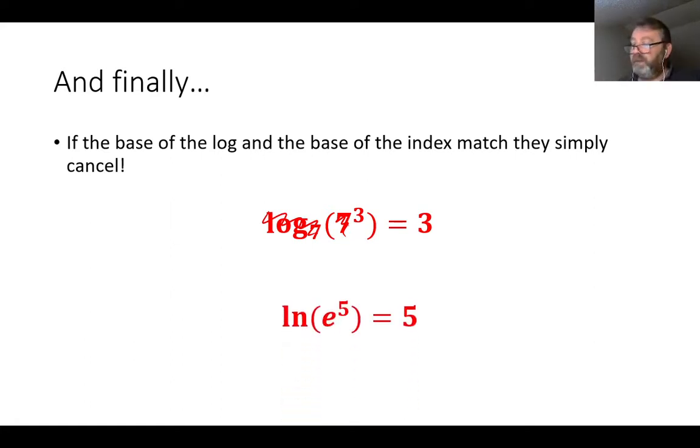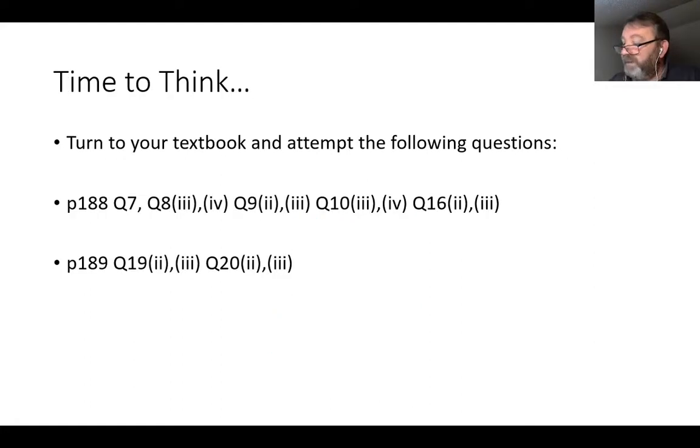What about this one? ln e to the 5 equals 5. Why? Because don't forget what the ln is. ln is log to the base e of e to the 5. Now, again, what do we notice? The base of the log and the base of the index are the same. Cancel them, and you get your answer of 5. Okay? So they are quite straightforward.